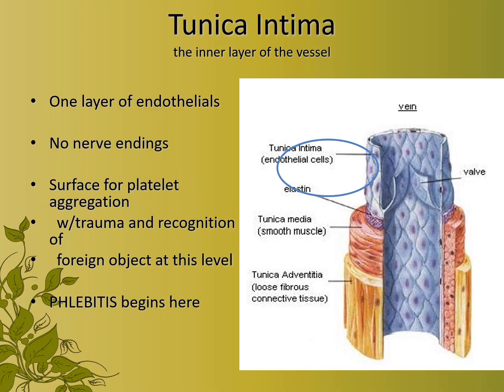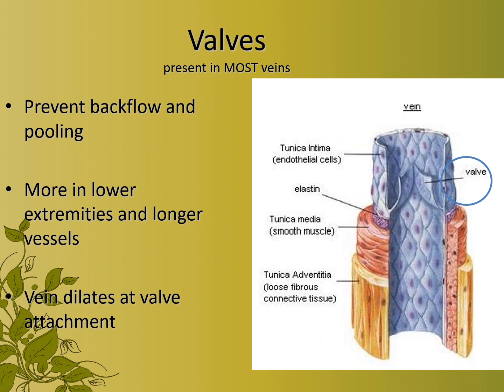The inner layer is one layer of endothelial cells with no nerve endings. It is a surface for platelet aggregation, and trauma and recognition of foreign objects occur at this level. Phlebitis begins at this layer. Valves are present in most veins. They prevent backflow and pooling, and are more present in lower extremities and longer vessels, and the vein dilates at the wall attachment.